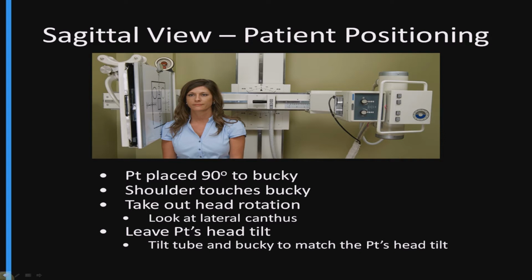Now this will be the eye orbit to the side of the head, viewed on both sides of the patient, and we're going to rotate the chair while viewing the patient from directly in front of them until those distances are equal. We're also going to accommodate for any patient head tilt by tilting the tube and bucky to reflect the patient's head tilt.